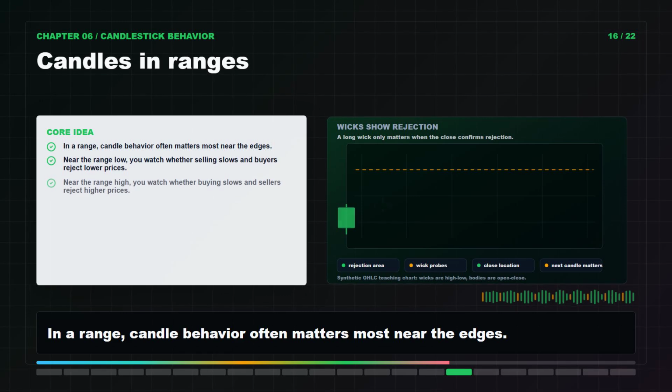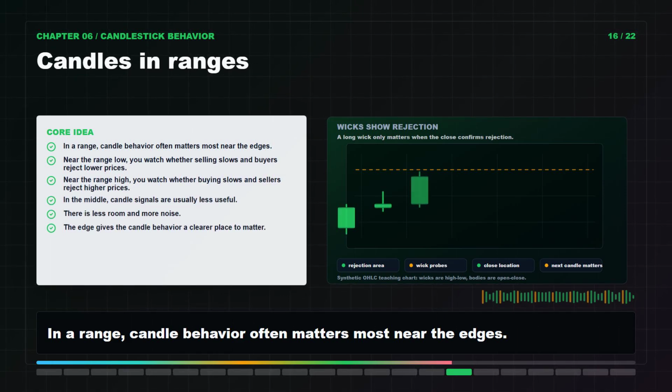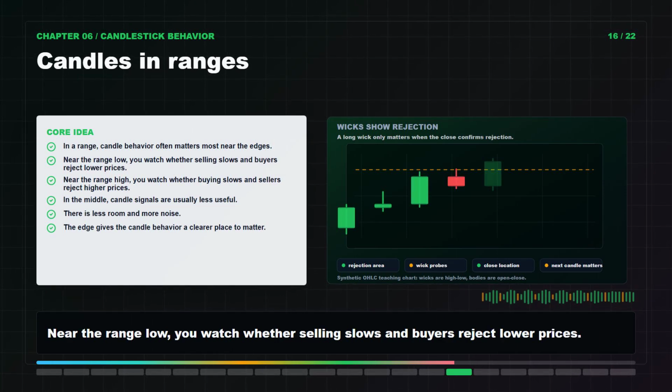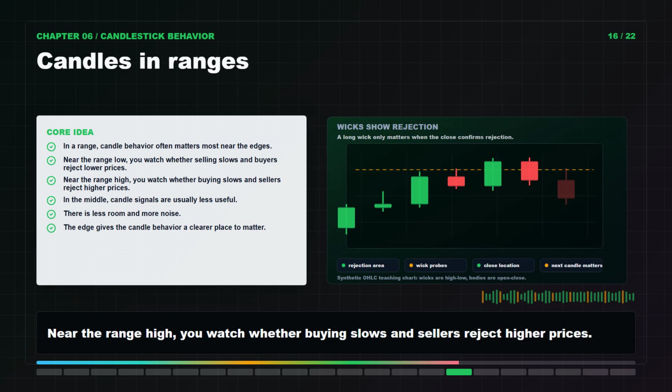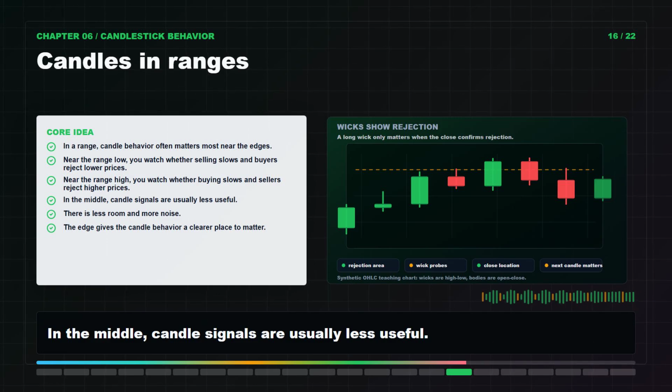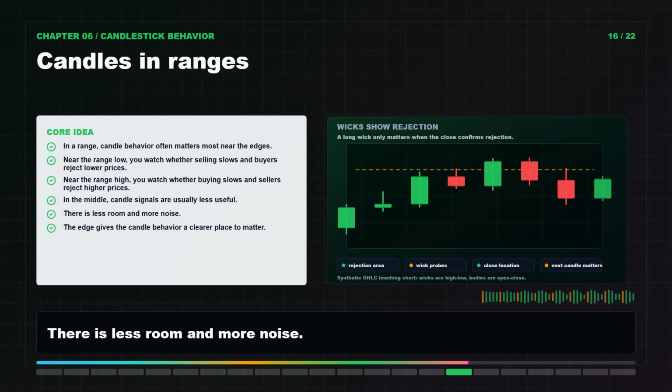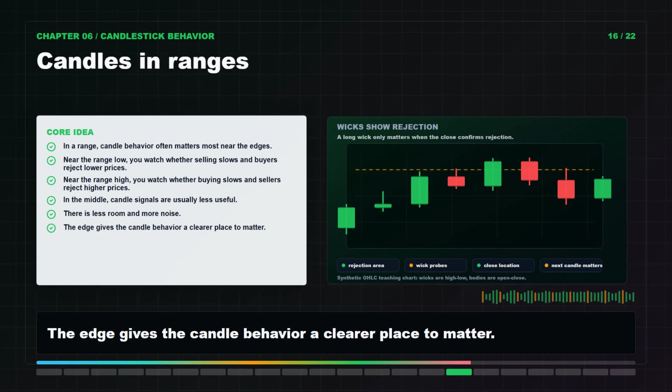In a range, candle behavior often matters most near the edges. Near the range low, you watch whether selling slows and buyers reject lower prices. Near the range high, you watch whether buying slows and sellers reject higher prices. In the middle, candle signals are usually less useful. There's less room and more noise. The edge gives the candle behavior a clearer place to matter.